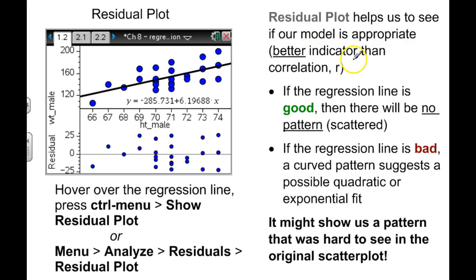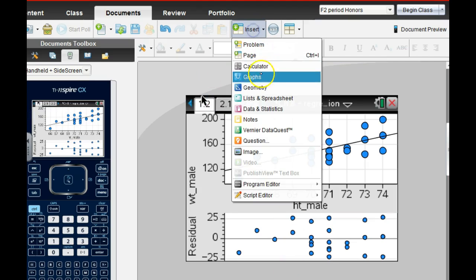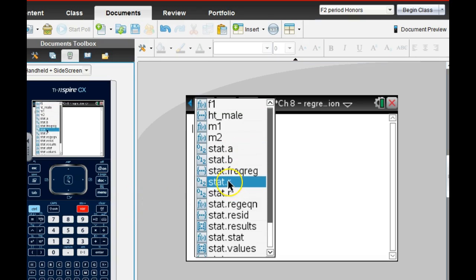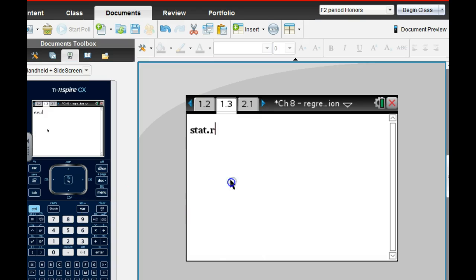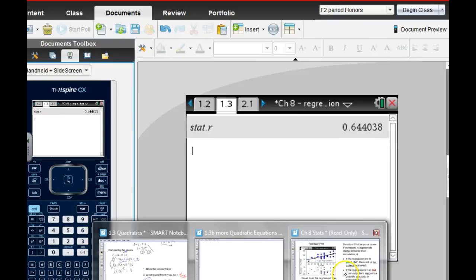So we can find R and do that. By the way, in the calculator, to find R, if you add a calculator page and hit variable, you can see that once you've done a regression, R and R squared are stored in your calculator. In this case, R was 0.644. So it's not strong, but it's definitely a positive relationship that we have there, generally speaking.